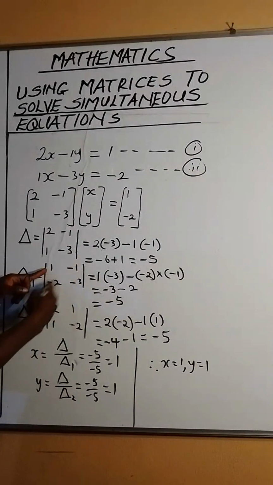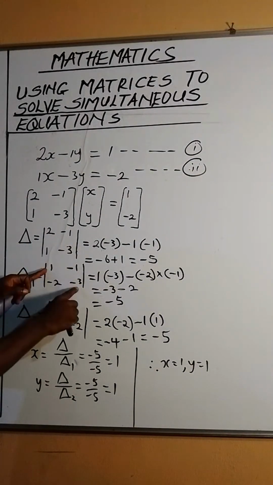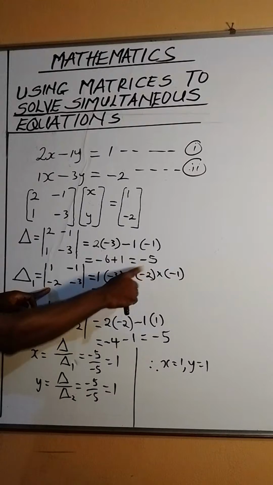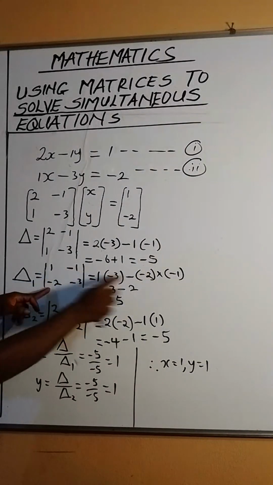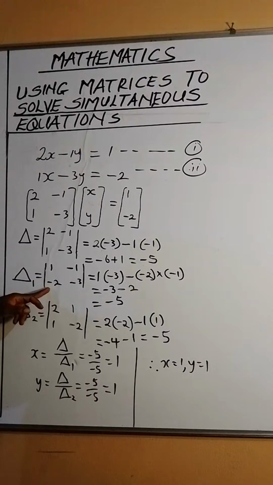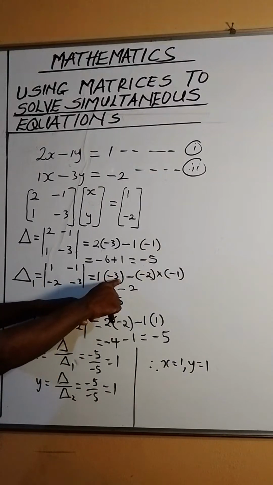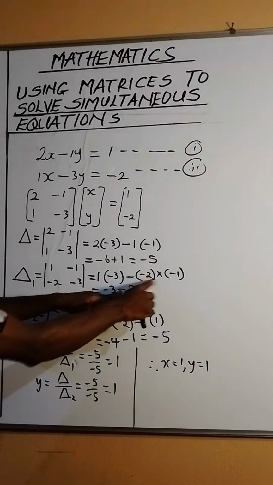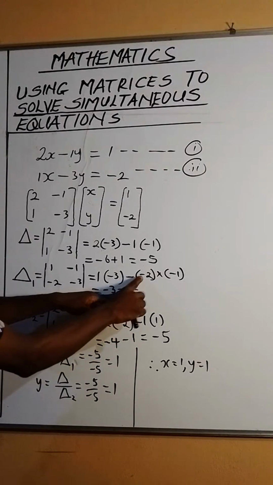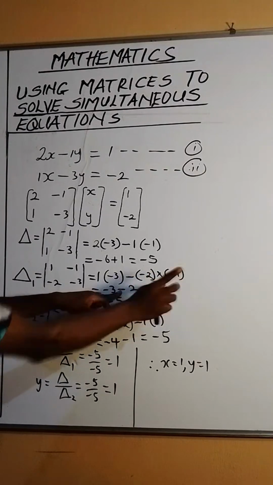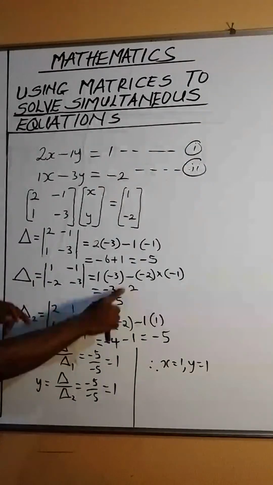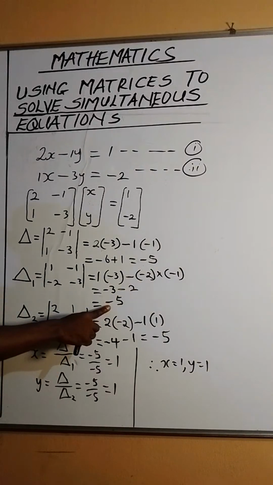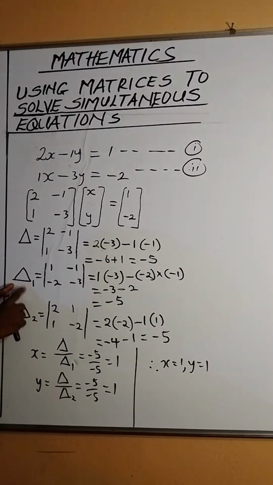So we can do the same thing we did here. 1 times minus 3. Then this is the matrix minus, and then open bracket, minus 2 times minus 1. If we do that, 1 times minus 3 is minus 3. Then minus here, this is a minus. Then minus 2 times minus 1 is 2, because minus times minus is plus. So that's why we have 2 here. This minus is this minus here, don't forget that. Then we combine these two and get minus 5. That is for delta 1.